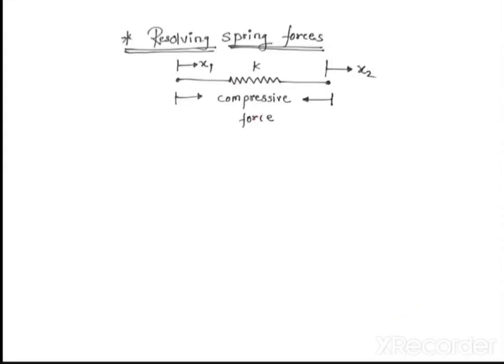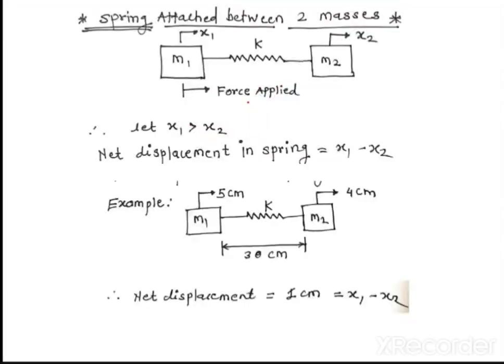Now tell me, net displacement of the spring kiti aahe tumcha? x1 minus x2, that is nothing but 1 cm. Ata 1 cm jo tumcha net displacement ahe. Now just try to understand that first of all the spring is displaced by 5 cm.